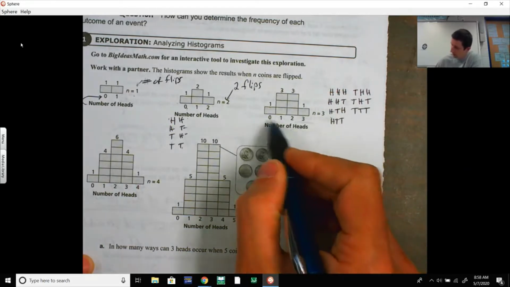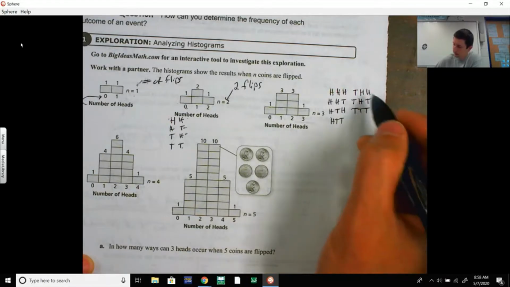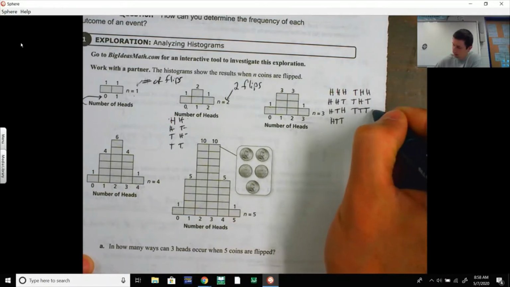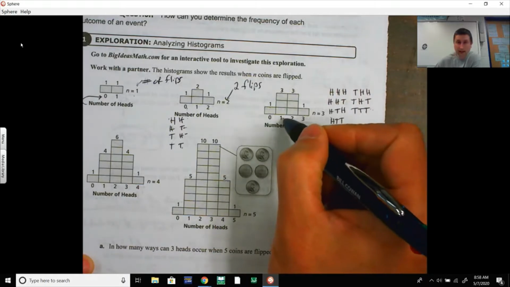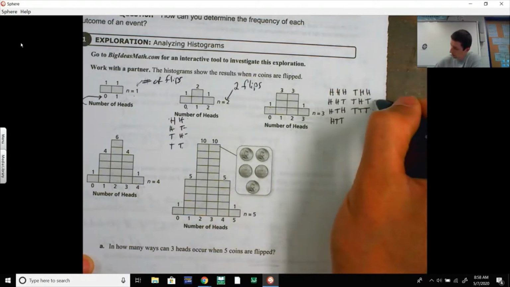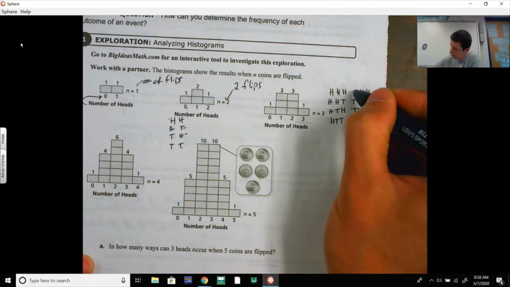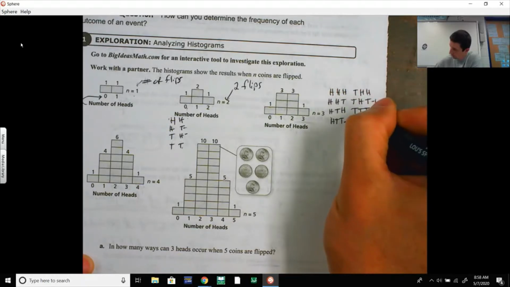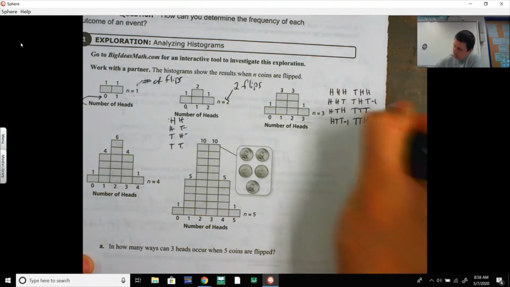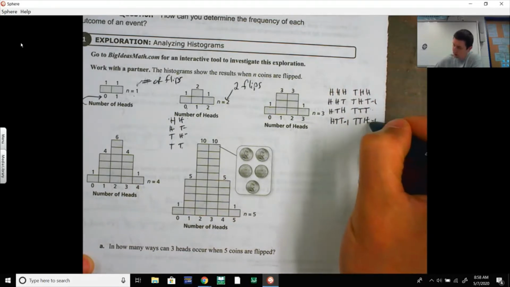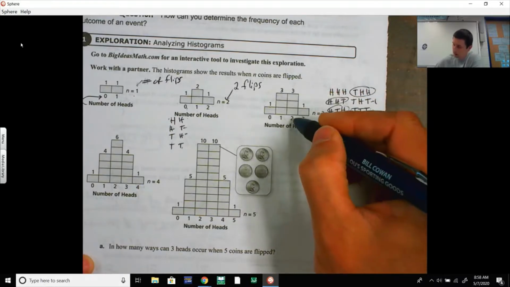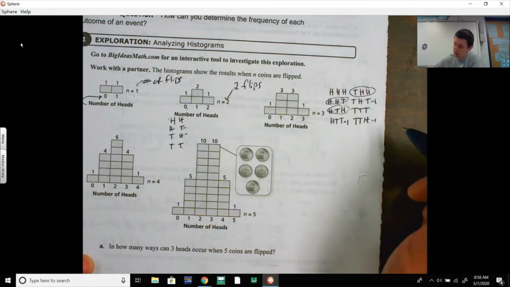So how many of these options have 0 heads? Well, that would be this one right here. There's only 1 that has 0 heads. How many of these have 1 head? Well, this is a 1, and this is a 1. So we're missing tails, tails, heads. That's what we're missing. So you see 3 options have 1 head. Options with 2 heads would be this one, and this one. So 3 options have 2 heads, and then 1 option has all 3 heads.